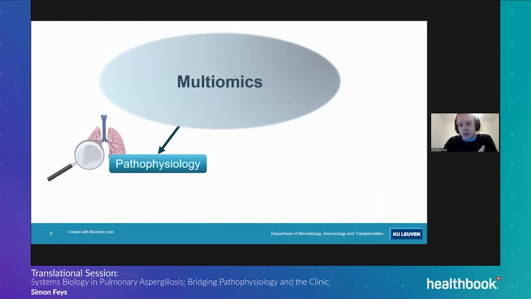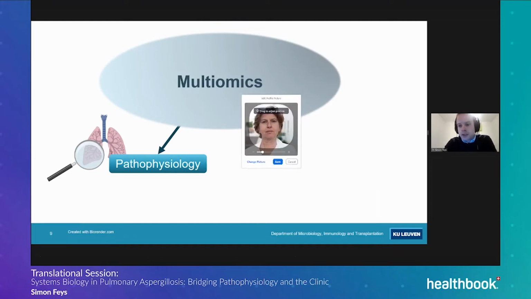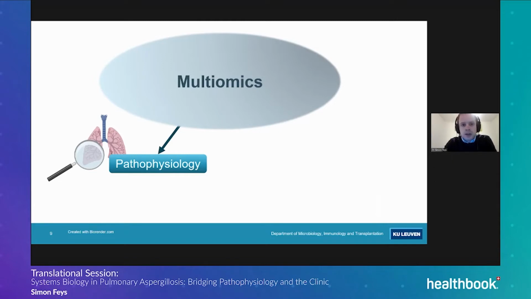Now, we want to get a better view of what is happening in VAPA, and why some of these patients with severe viral pneumonia get VAPA. A very exciting way to do that is via multi-omics. Multi-omics is using very large biological data sets, tackling different aspects of, in this case, immunology.